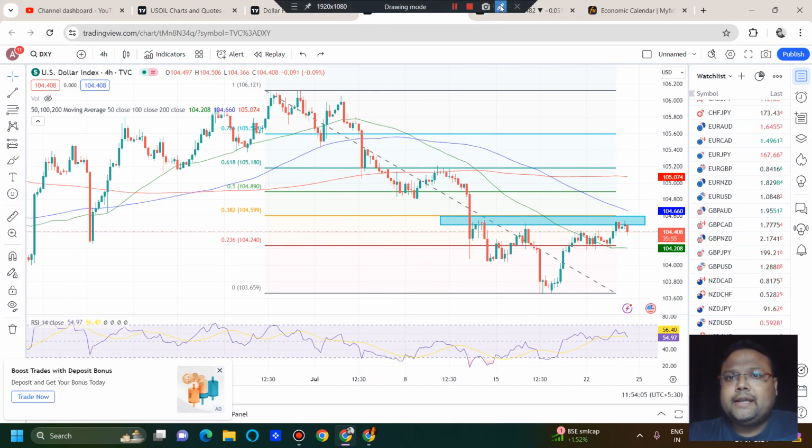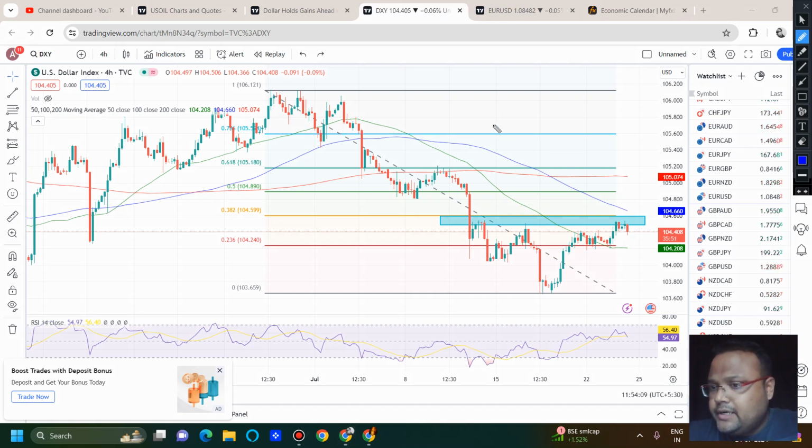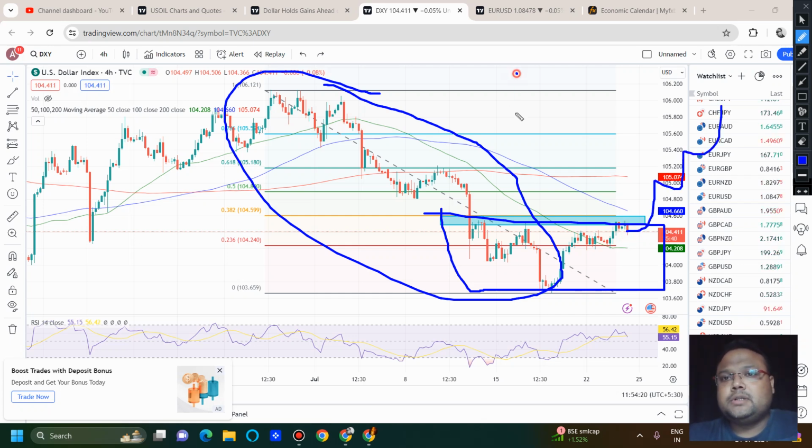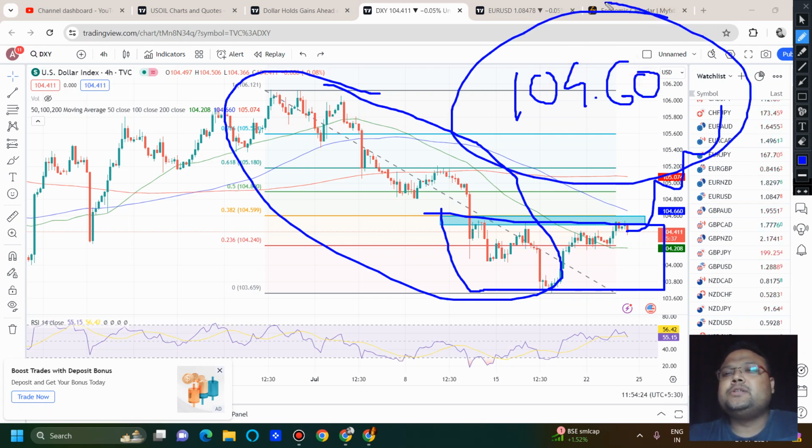Right now, technically, we can see that DXY is standing at the resistance. As we have already discussed in the previous videos also, the dollar index may be in a downtrend, but right now we can see that the dollar index is trying its best to go for a trend reversal. To go for a trend reversal, DXY needs to cross 104.60. So the US session is really going to be very important.